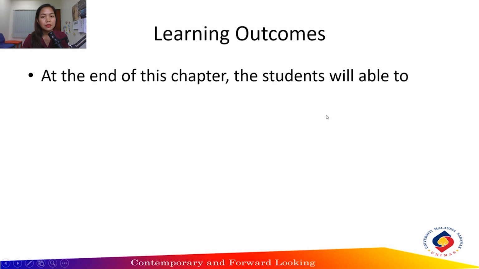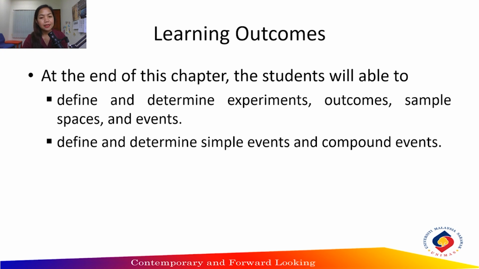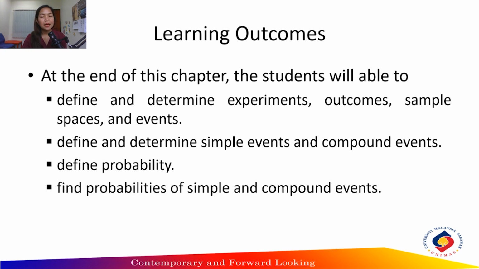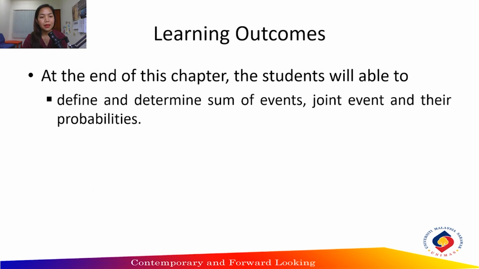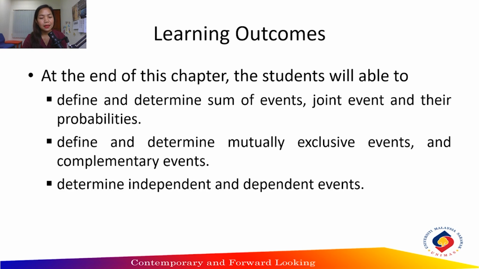For the learning outcomes, you have to make sure at the end of this chapter, you know how to define and determine experiments, outcomes, sample spaces and events, define and determine simple events and compound events, define probability, how to find probabilities of simple and compound events, define and determine sum of events, joint event and their probabilities, define and determine mutually exclusive events and complementary events, and the last one is determine independent and dependent events.